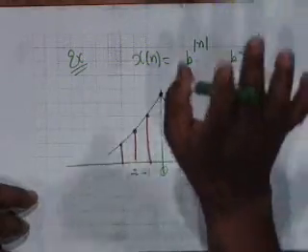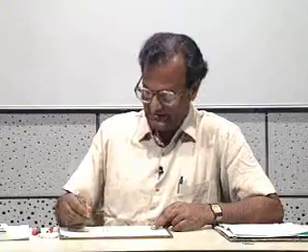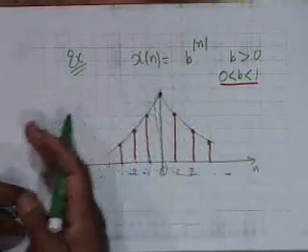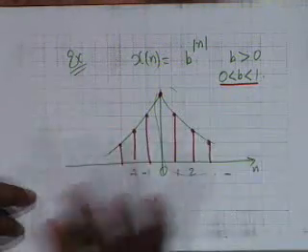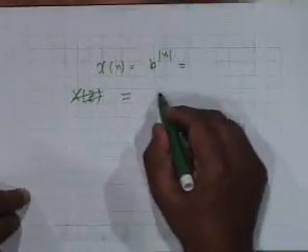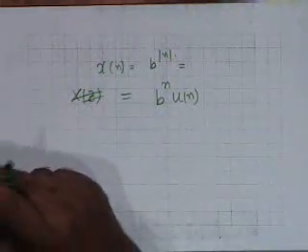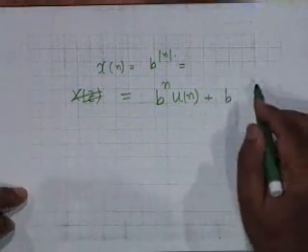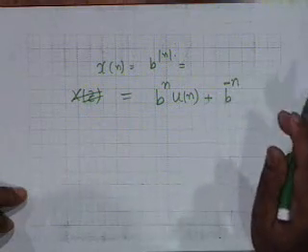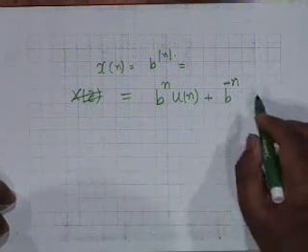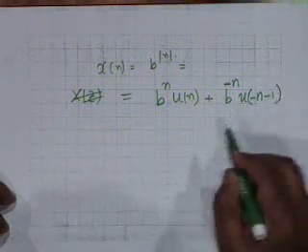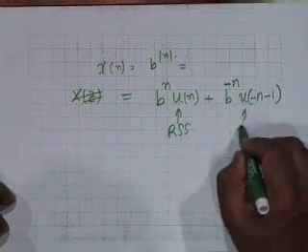There is no question of discontinuity in a discrete time signal, because all samples are discontinuous, isn't it? I can take this sample in the right sided signal and the rest in the left sided, or I can do it the other way around, it does not matter. The result shall be the same. In other words, I can write x of n as b to the power n u of n. This contains the right sided signal including n equal to 0, and the rest of it I can write as b to the minus n, because I have to take the mod of n, therefore it is minus n, u of minus n minus 1. So this is a right sided sequence and this is a left sided sequence.